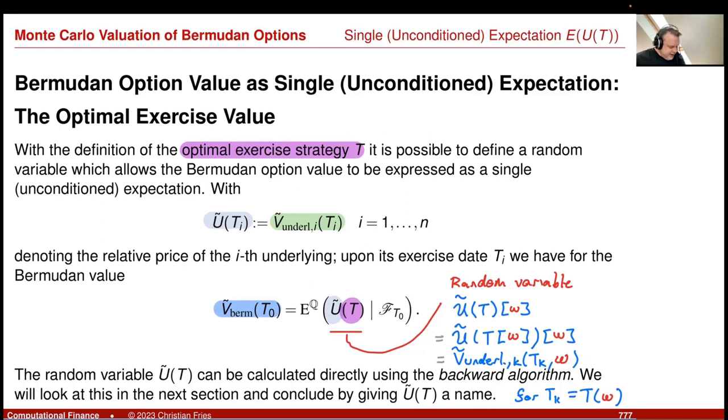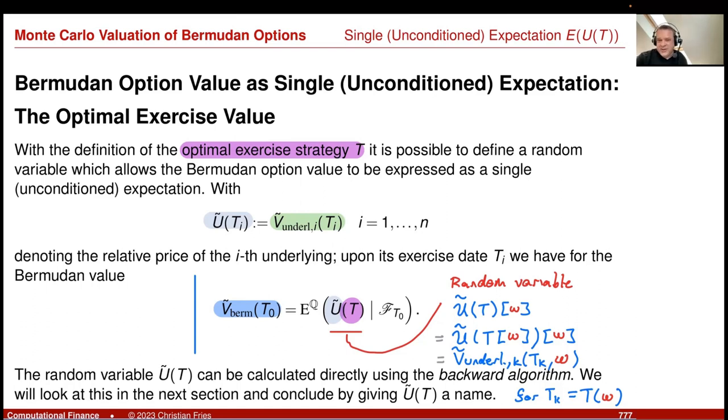Yeah, this is a very nice expression here for the Bermudan. So you see, you can value the Bermudan with a single unconditional expectation, given that you know this stochastic time here. So we got rid of all this ugly interleaving here with the maximum. Once we have this stochastic time, yeah, we also got rid of the conditional expectation.